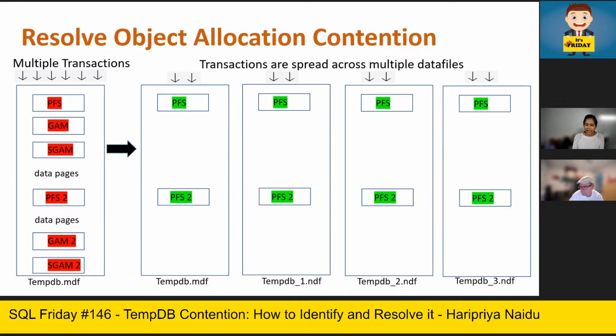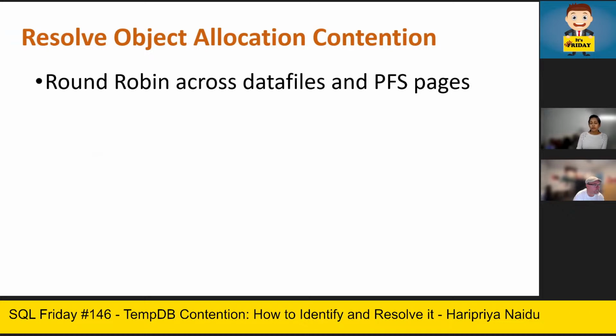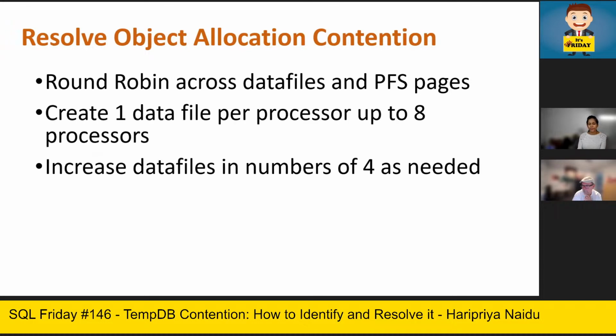If you see now, you see allocation 1 on the PFS page, and then allocation 2 goes to the next data file, 3 here, and then 4, and then 5 comes back here now. It doesn't do 1, 2, 3 on the same data file. It goes across and then within the data file. So that reduces contention on 6 and then 7 and 8. So we see that round robin across the multiple data files and also across the PFS page reduces object allocation contention.